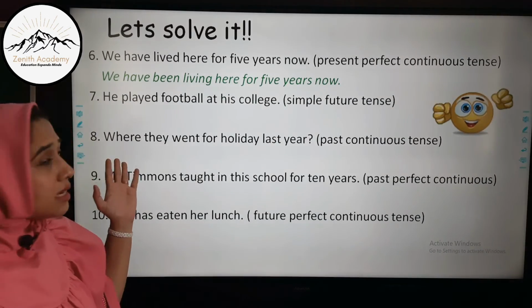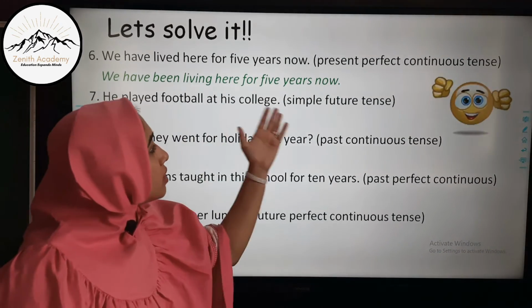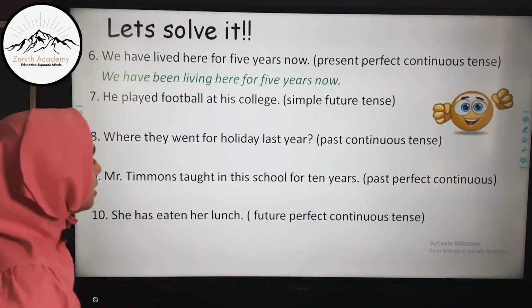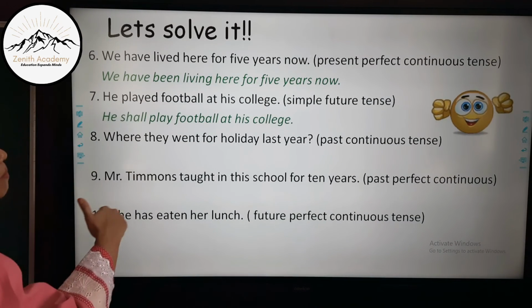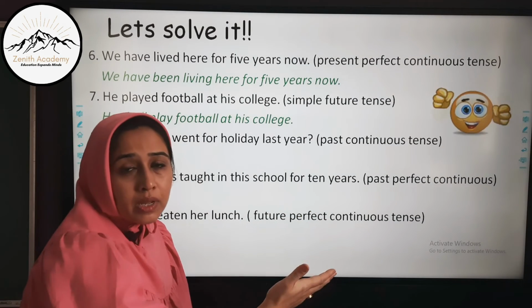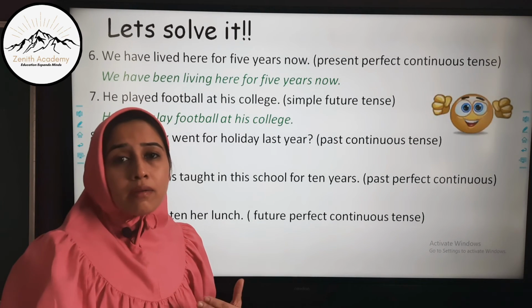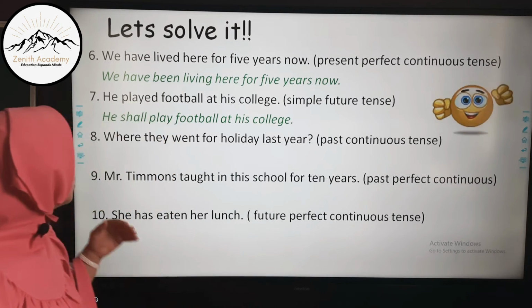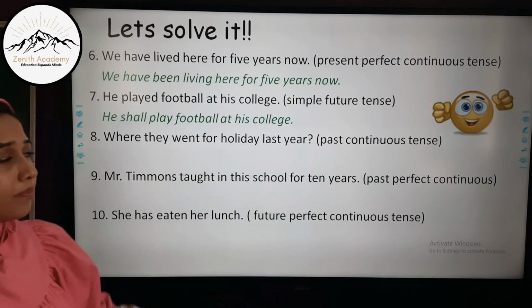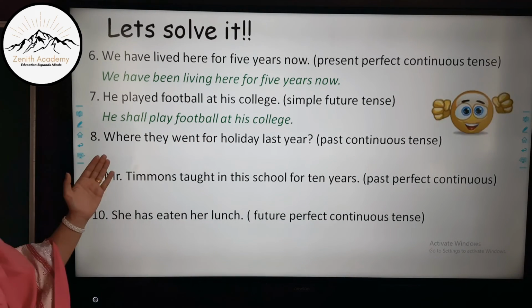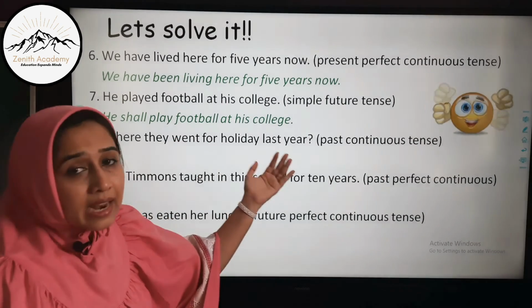This sentence is in past tense. We have to convert this into simple future tense. So it becomes, he shall play football at his college. Shall, because we are showing some kind of probability of that child playing. So, shall play football. Next is, where they went for a holiday last year.